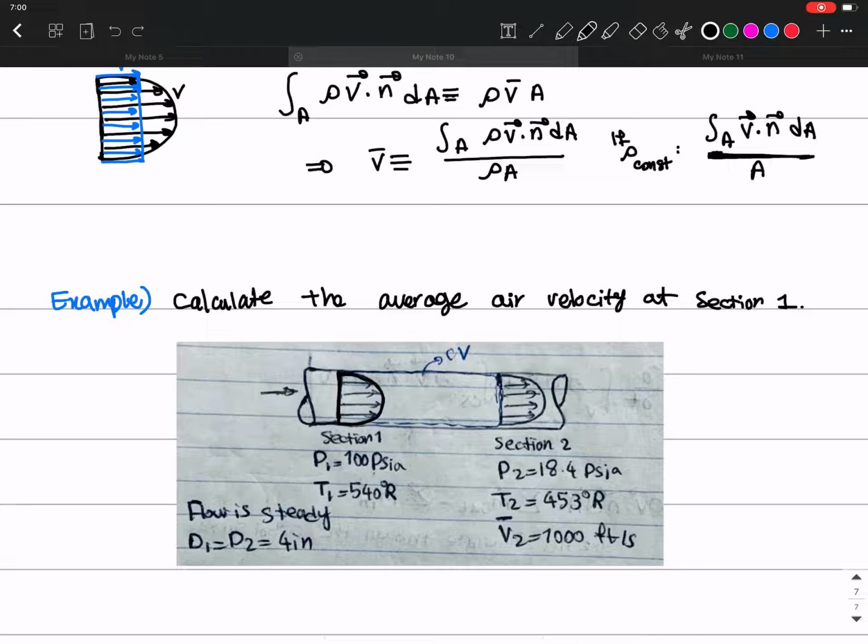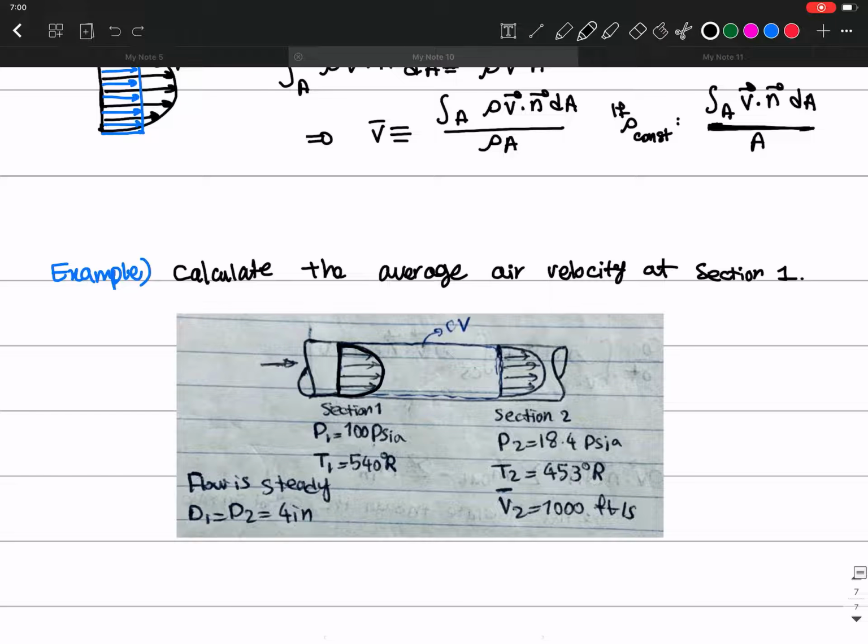These are given. T2 is 553 and T1 is 540, and the V bar, which is the average velocity at section 2, is given as 1000 foot per second. Okay, so let's look at the answer, how we can solve this.